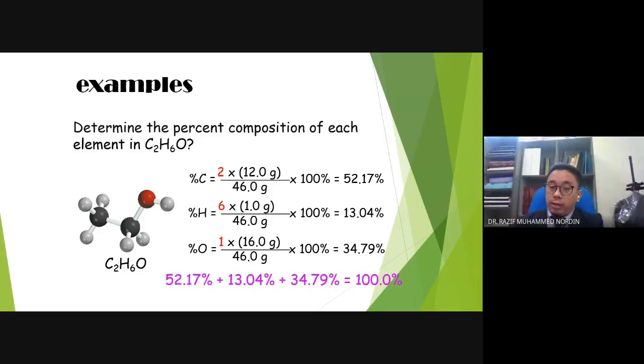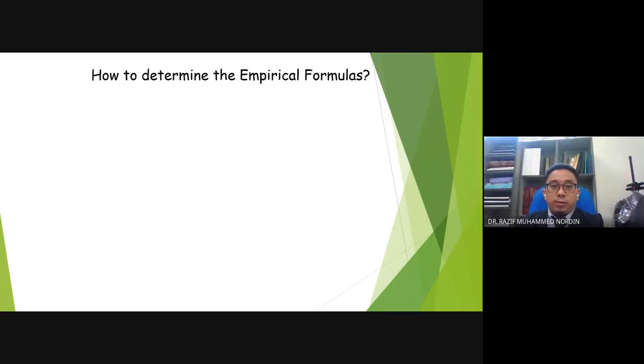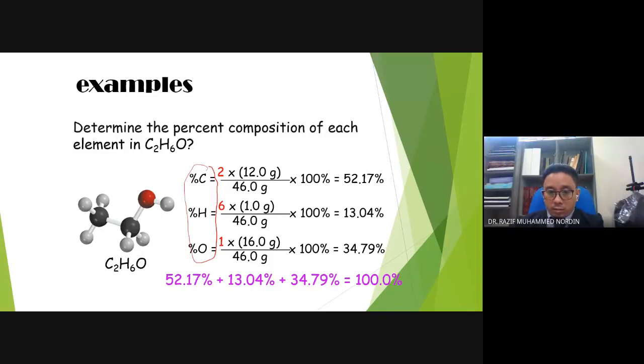And bila you add percentage of carbon, hydrogen, and oxygen, it will give you back 100%. You akan dapat balik ini 100% ni. Bila you total up the percentage of carbon, percentage of hydrogen, and percentage of oxygen, you akan obtain 100%. Ini kritikal ni.